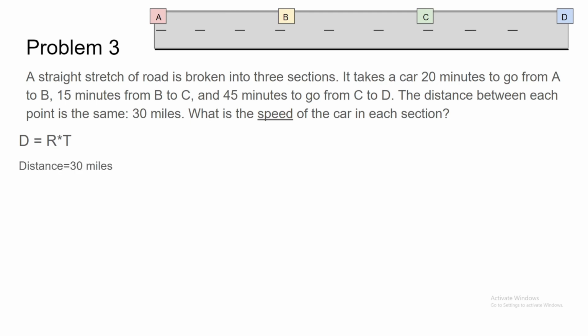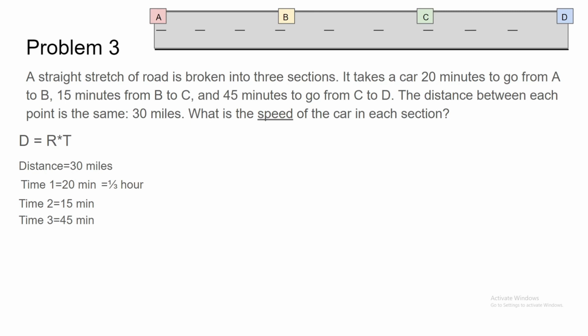Next up, our distance. Each distance of each section is going to be exactly the same, 30 miles. And now let's make a time for each section. So time 1 will be from A to B, it's 20 minutes. Time 2 will be from B to C, will be 15 minutes. And time 3 will be from C to D at 45 minutes. Alright, so let's break this down section by section.